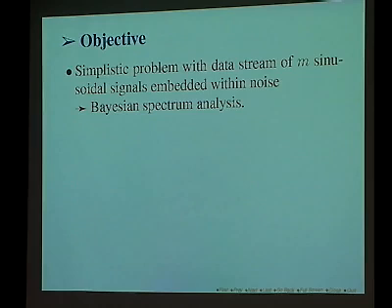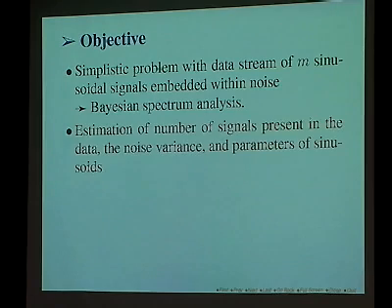So the objective is, we started with a simplistic problem. It's just for sounding out the possibilities, as I mentioned before, to use reversible jump Markov chain Monte Carlo methods on LISA data. And this is basically a Bayesian spectrum analysis, though I use simplified signals, meaning sinusoids embedded within white Gaussian noise. And we aim for estimating the number of signals. That's the essential thing, so the number of signals is unknown. Then we aim for estimating the noise variance and the parameters of the actual sinusoids or signals.